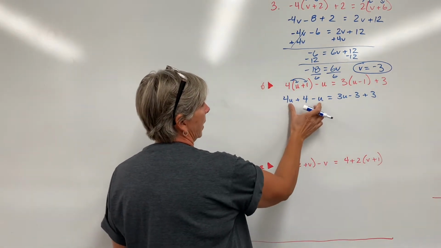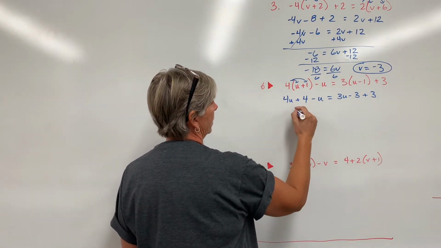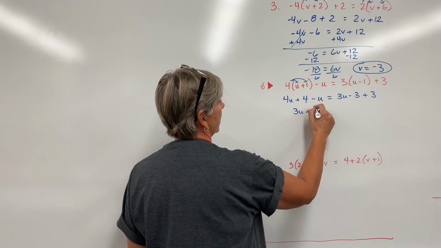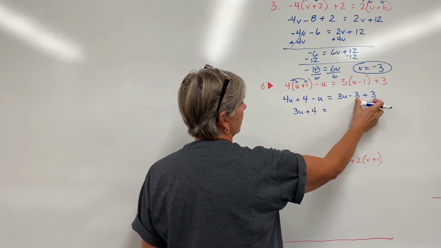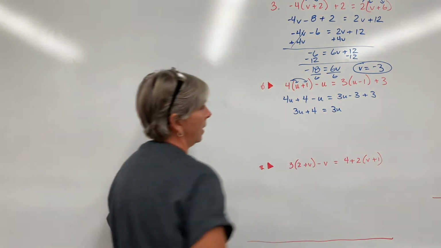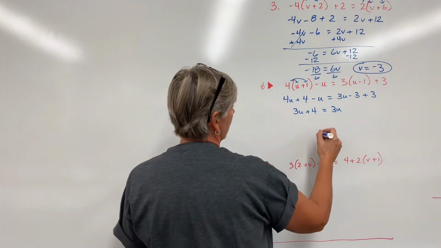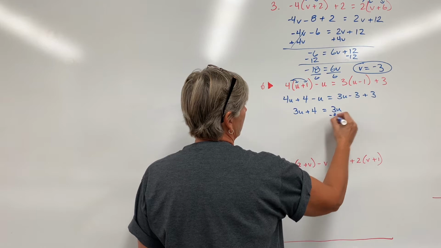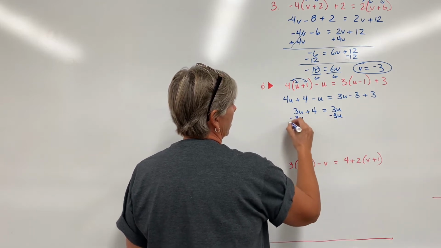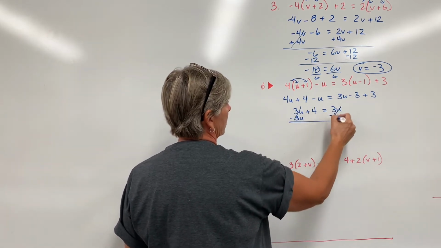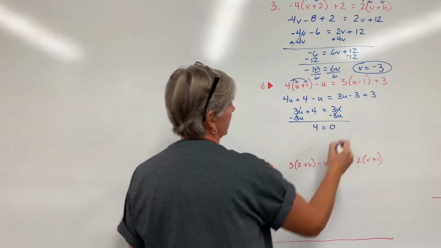I'm going to combine like terms on either side. So 4u minus u is 3u plus 4 equals, those combined go away, negative 3 plus 3. So then if I decide to move my u over here, notice what happens. It cancels on both sides and I get 4 equals 0.